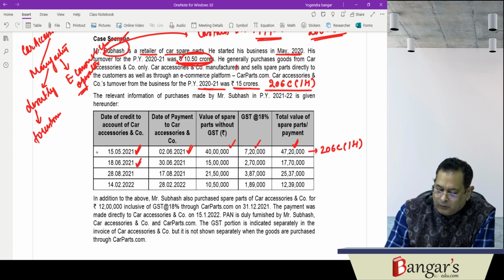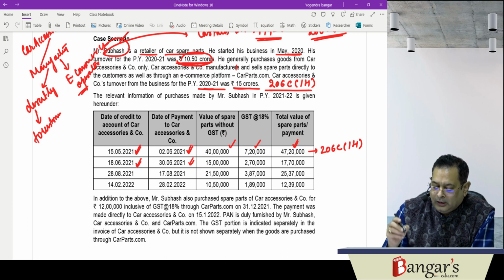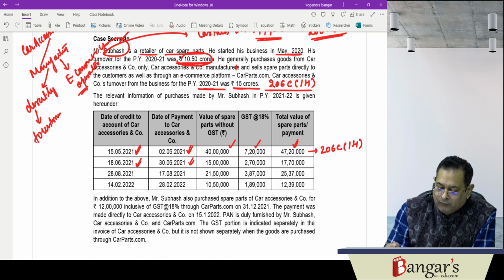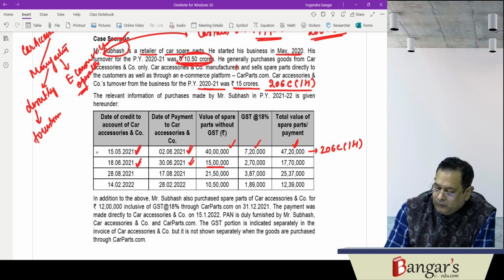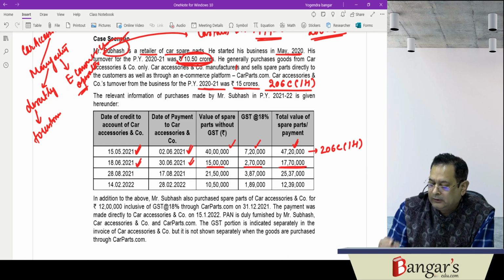Date of payment to car accessories company is 3/6/21. Here also, it is prior to 1st of July 21. Value of spare parts is 15 lakhs. GST at the rate of 18% is 2.70 lakhs. And the total value of spare parts and GST is 17 lakh 70,000.